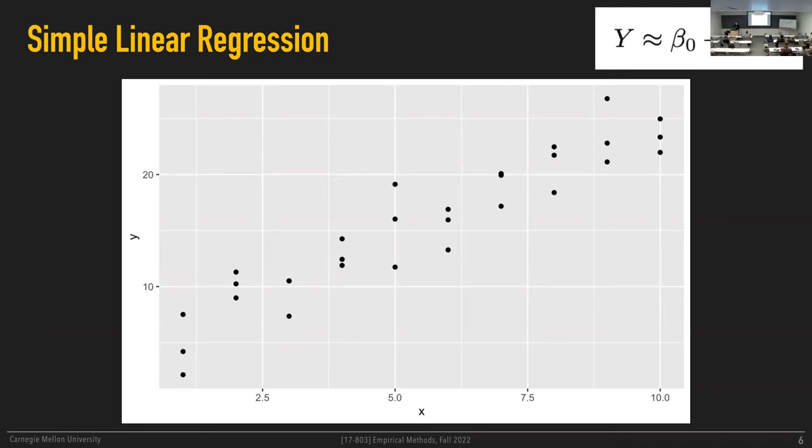Okay. You might remember from somewhere that when you have a line, if you want to describe the relationship between an X and a Y, you need two parameters. I'm going to call these beta zero and beta one. So the regression line going through this cloud of points is represented by that equation over there, Y equals beta zero plus beta one times X.